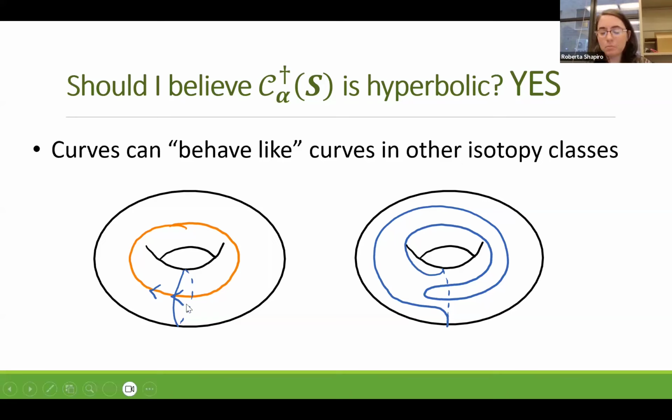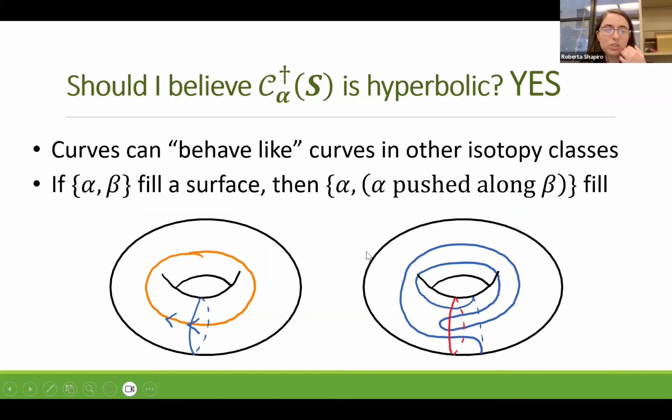And well, they can to some extent. So for example, if we take this blue curve and we push it all the way around about this orange curve, we get something that kind of looks like the orange curve. What's more, if you have two curves that fill a surface, so when you cut the surface up along the curves, you get a union of disks and punctured disks.